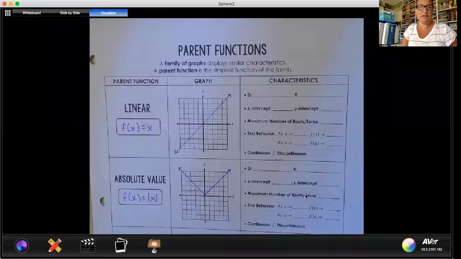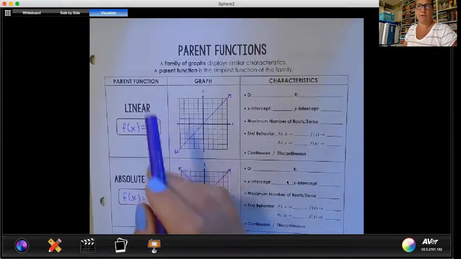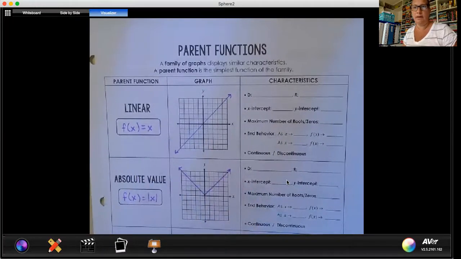Hey guys, today we're going to do a video on parent function characteristics. So as you can see here, and as always, pause your video anytime you need to. I've gone ahead and put in your parent function and your graph for each of these parent functions.